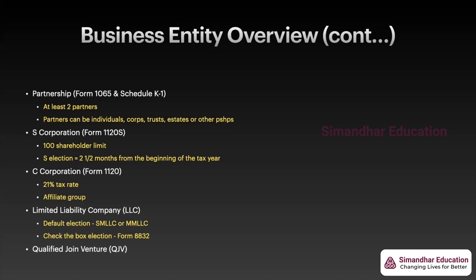Now, talking about C corporations, these are regular corporations that we also see incorporated in India or the United States. C corporations are very regular corporations. They're taxed at the entity level, right?